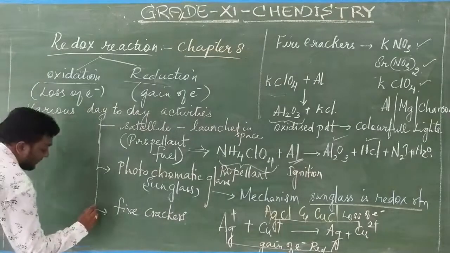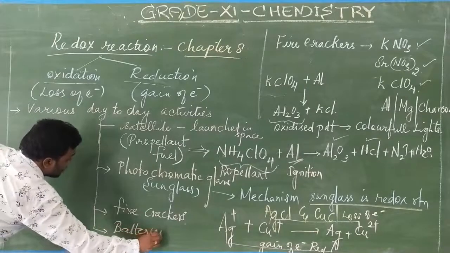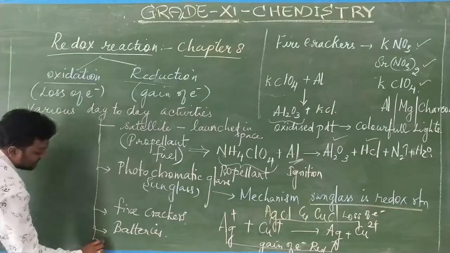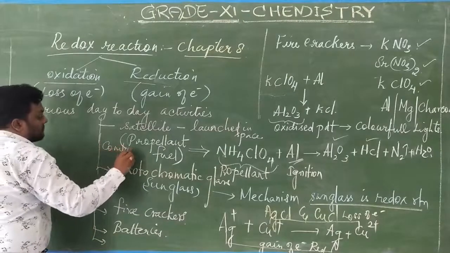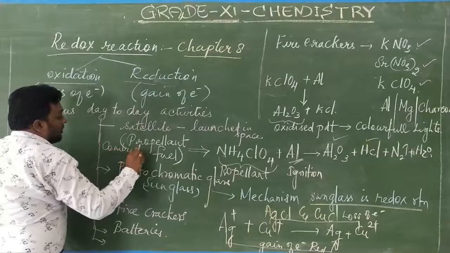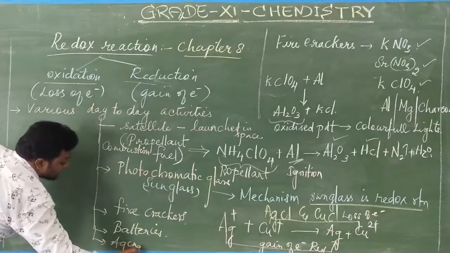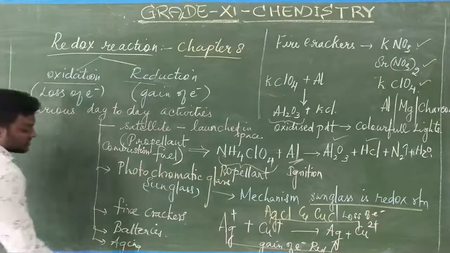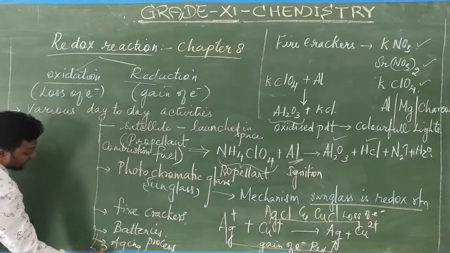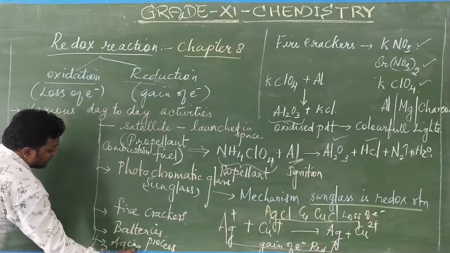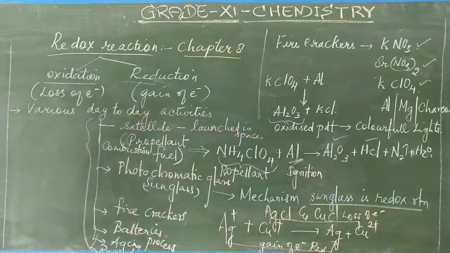And similarly, we can go for the batteries. In 12th standard you will be studying batteries. And similarly, in the propellant we can write it as a combustion reaction. Burning of the fuel or the propellant is a combustion reaction. Similarly, the aging process, senescence, plant senescence, animal aging process, and the respiratory mechanism, respiration taking place in the body. All these things are nothing but the mechanism of the redox reaction.